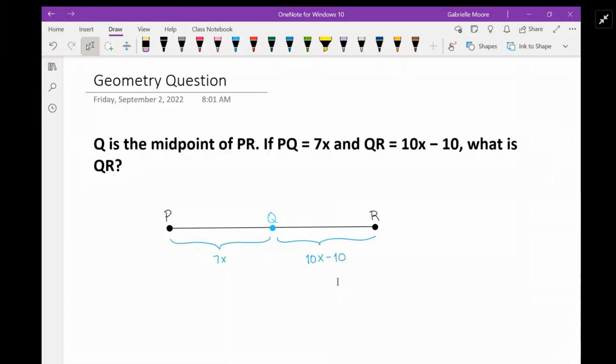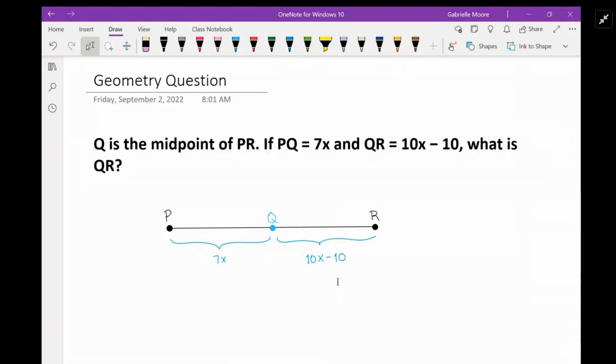So what we have here is this line segment is looked at in two parts based on the fact that Q is a midpoint. And what I went ahead and did is I drew a figure representing this particular information. So we can see right below the question, this line segment is cut up into two pieces, given the midpoint, and the two pieces are labeled for PQ and QR.